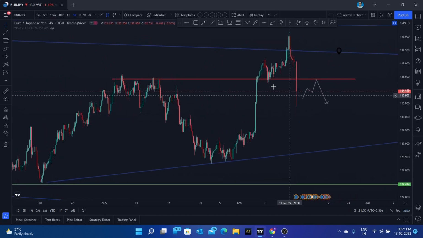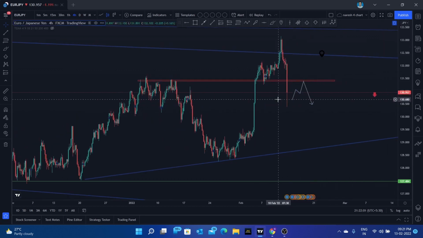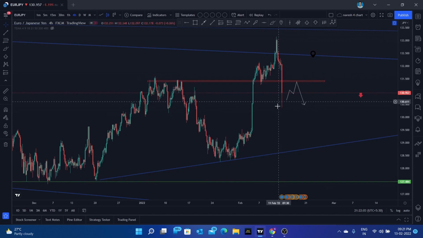And it made a reversal here. So what we can do next week is, it is not that interesting, but if you really want to go for EURJPY, you can wait for the retest to happen to this level, which is a fib level as well. It is the 50% retracement.